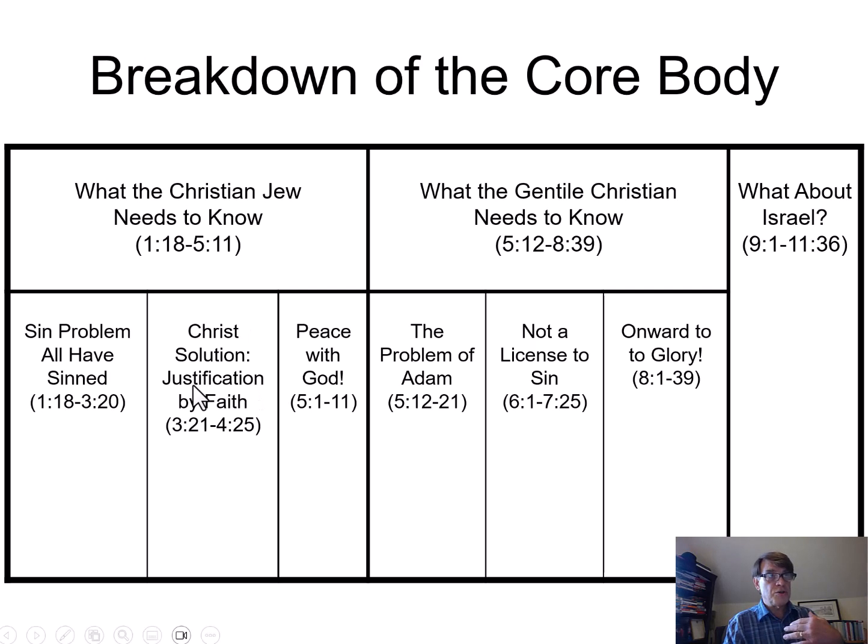Justification is to be declared right by God, in good standing with God, in right standing with God on the basis of our trust in God, and particularly our trust in the sacrificial, atoning death of Jesus Christ. And so that's the solution. And the result is that we have peace with God. After we have been declared in right standing with God, Romans 5:1 says we have peace with God, and we hope for that glory that we've fallen short of.